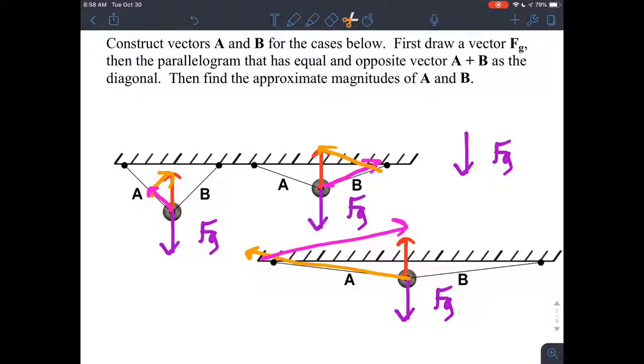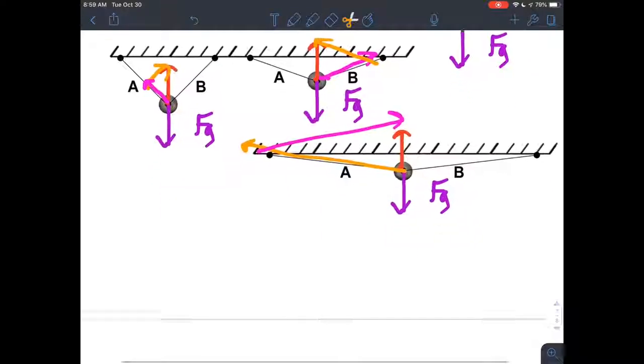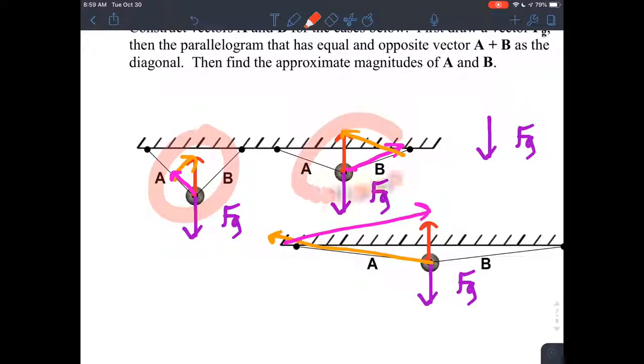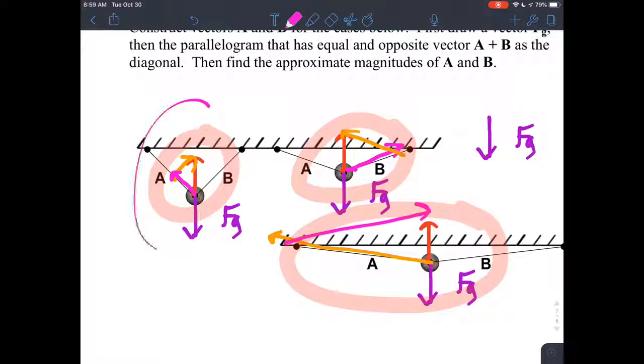So what we see in these cases is how do A and B compare for each example? Well, if we look at them, in this case, the very first example, A and B are very short. Okay, in this example, A and B are a little bit longer. And in this example, A and B are the longest. Okay, so what you'll notice is here, A and B are pulling less horizontally. So they're not pulling out to the sides as much in this example here.